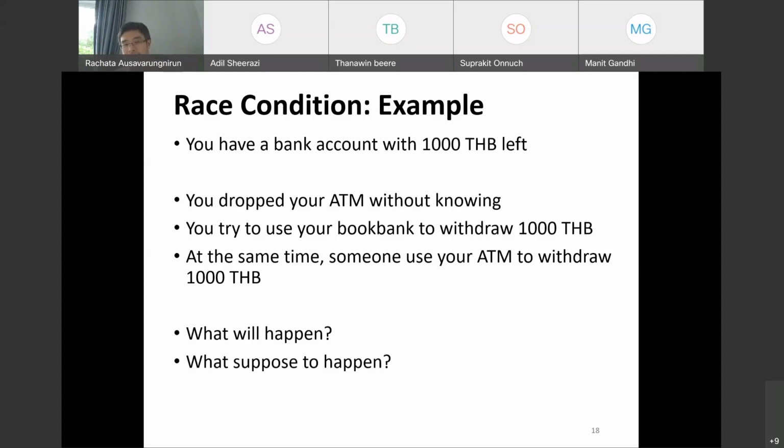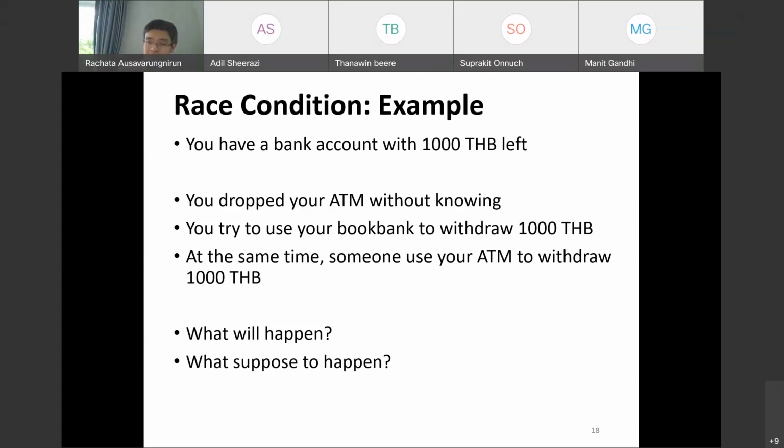So the best thing is only one person should get 1,000. The other one should say, hey, it's already 0 baht. You cannot withdraw, right? So that's what's supposed to happen. So let me ask the possibility. If let's say I'm a crappy programmer and I forgot to lock things, right? What might happen?